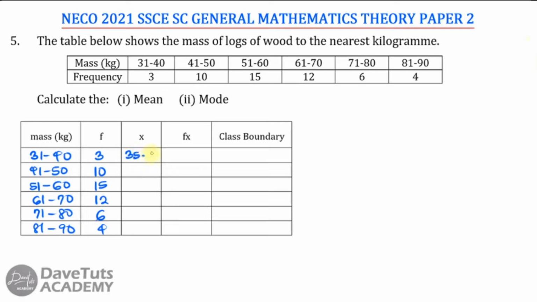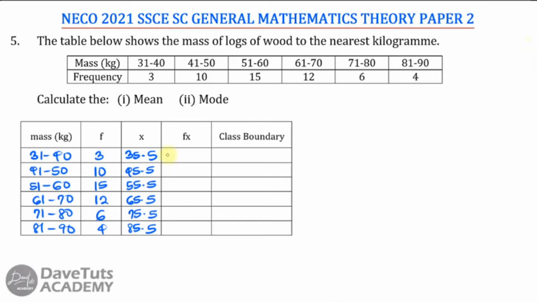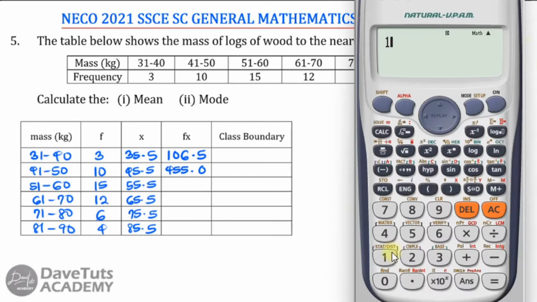I'll just show you something now. Add this as 35.5. If you are consistent, you see this as 45.5, 55.5, 65.5, 75.5, and 85.5. You can check that out and you see that these are the midpoints of this particular data set that we have. Now, for us to get our fx, we just need to multiply the frequency by x. That is going to give us fx, and I'll just do like 3 times 35.5. So we have this as 106.5, and you can just do the others just like that.